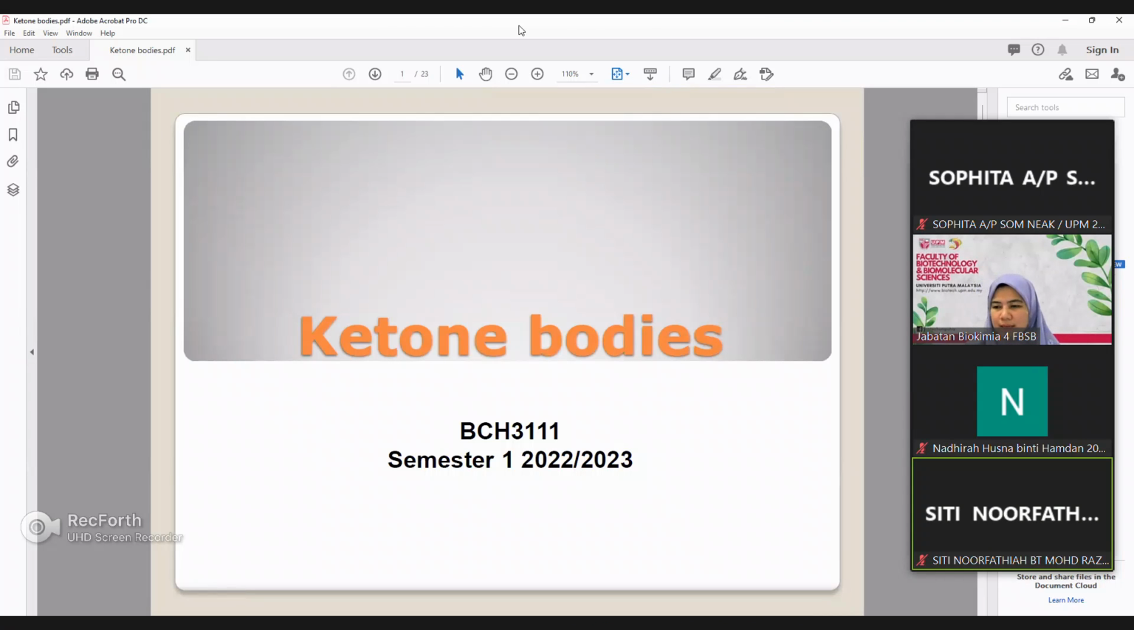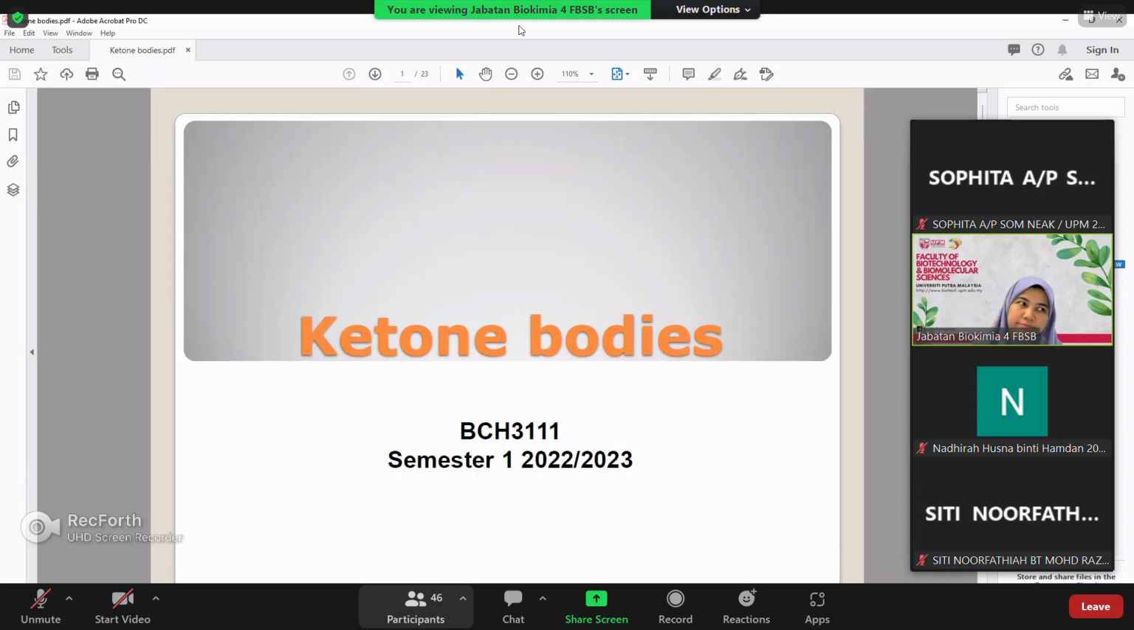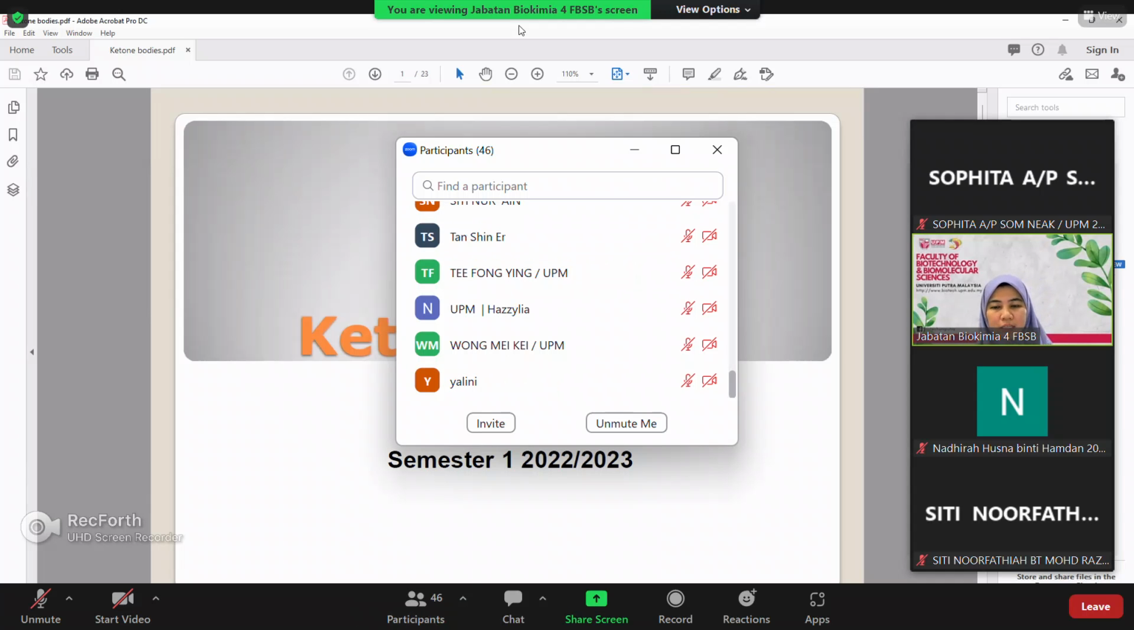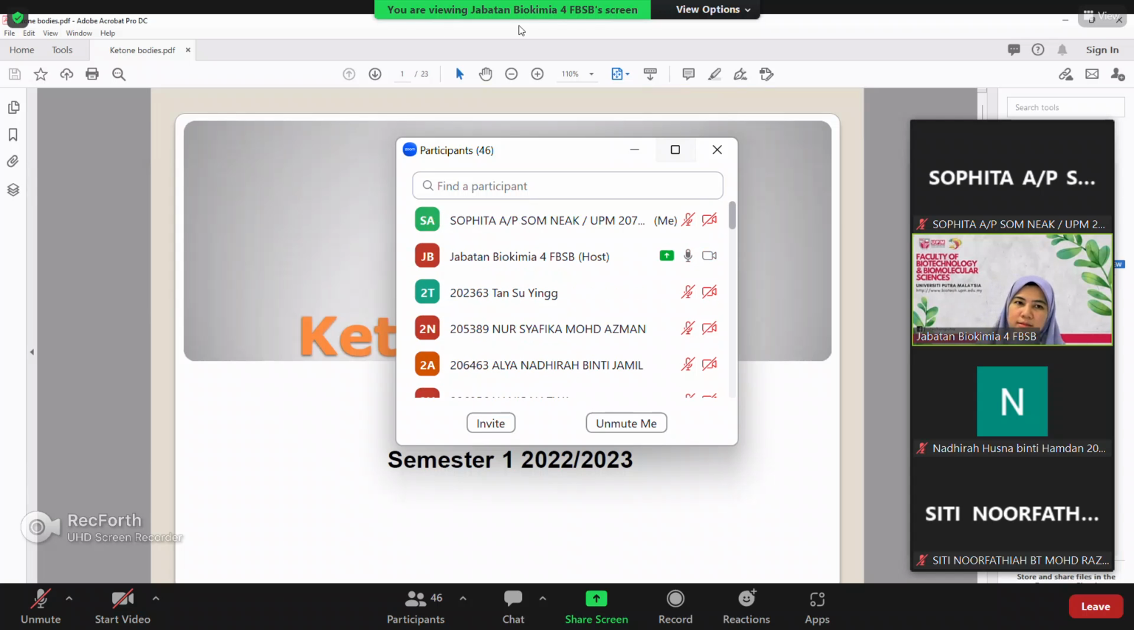Alright, basically what we learn in lipid metabolism is something that you can relate to your daily life. Okay, keto diet.